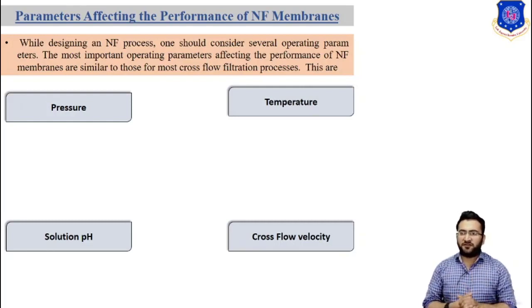While designing a nanofiltration process, one should consider various operating parameters. The most important parameters affecting the performance of nanofiltration are similar to those for most cross-flow filtration processes. So let's discuss briefly about these parameters. There are mainly four parameters which affect the nanofiltration process, such as pressure, temperature, cross flow velocity and solution pH. So let's first discuss pressure.